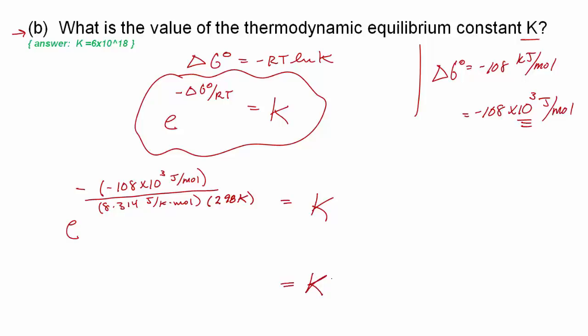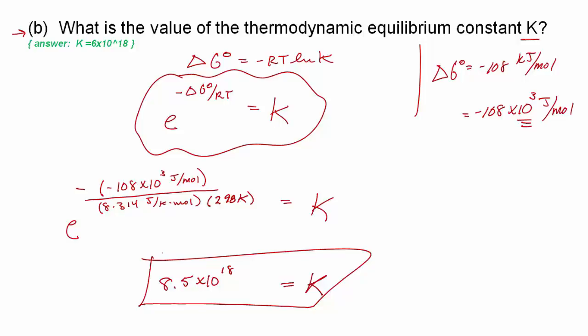So we'll have 108 times 10 to the third divided by 8.314 divided by 298 equals, raise it to the e power, about 8.5 times 10 to the 18th. It's a huge number. Does it make sense? It sure does, because look at delta G, a huge negative number. It's very spontaneous. So we expect a lot of product. In other words, we expect a huge equilibrium constant.